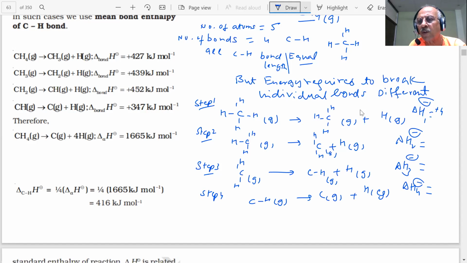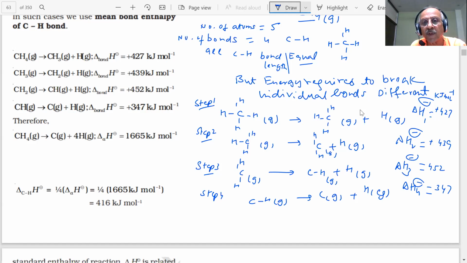Here the value is 427 kilojoules per mole. Here the value is 439 kilojoules per mole. This is 452 kilojoules per mole. This is 347. So we are having different values now. What will we do now? The values are totally different.